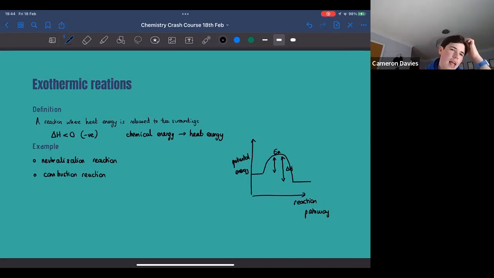Ice packs endothermic. I don't know, actually. I would presume no, because they don't absorb heat from the surroundings. I don't know.